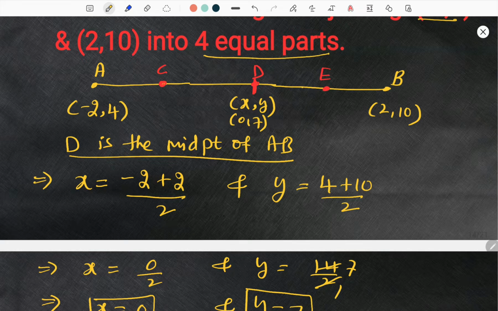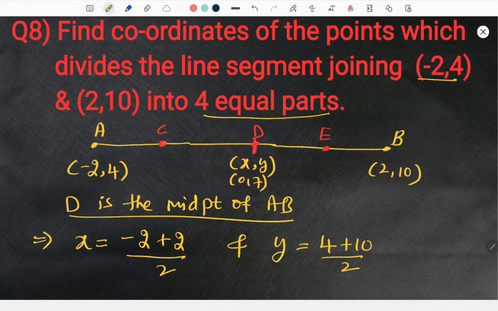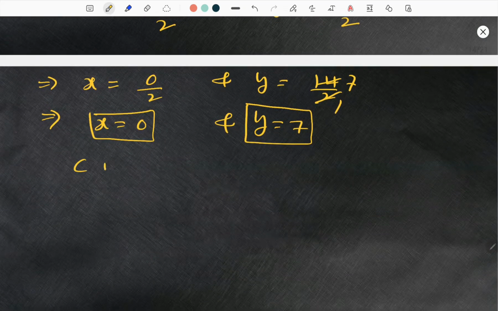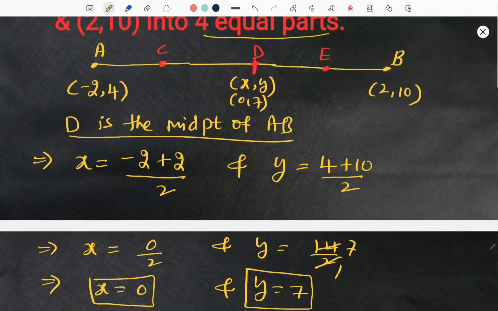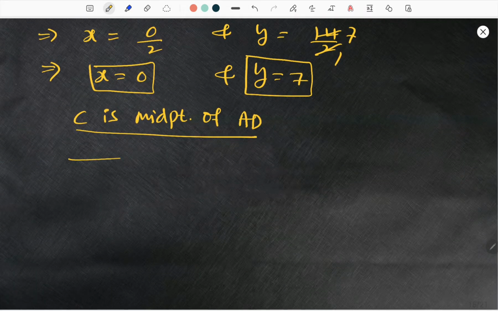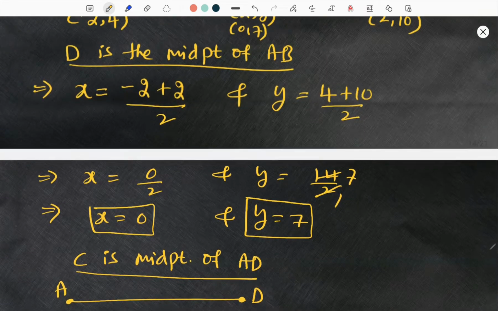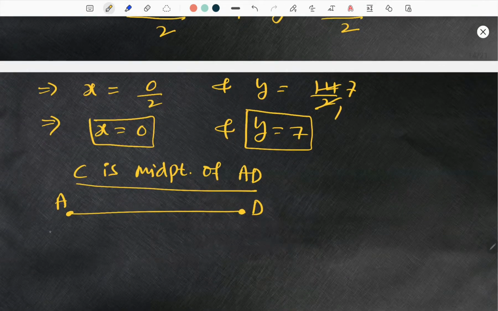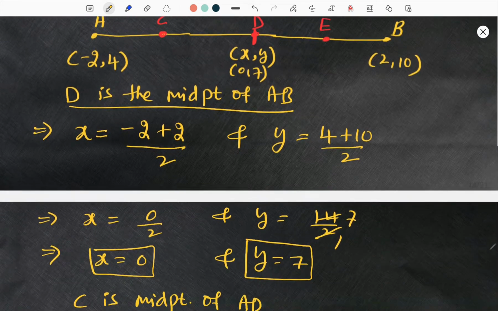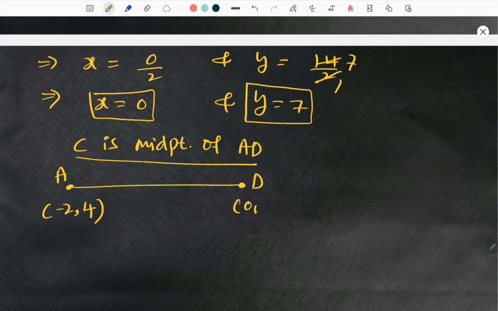Very simple trick, right? Now can you observe that this C point is the midpoint of AD? C is midpoint of AD. Now take that separately here so that it becomes easy for us to substitute. A is minus 2 comma 4, and D is 0 comma 7, which we just got.